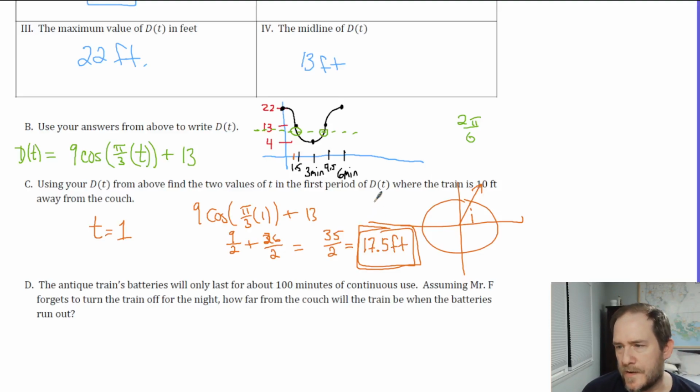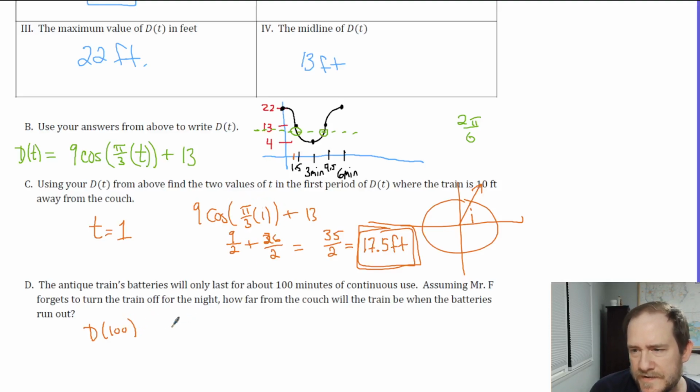All right. Lastly, it says the antique train's batteries will only last for about 100 minutes of continuous use, assuming Mr. F forgets to turn the train off for the night. Then how far from the couch will the train be when the batteries run out? Essentially, I'm just asking you to find D of 100. So plugging that in, you would get 9 times the cosine of 100 pi over 3 plus 13.